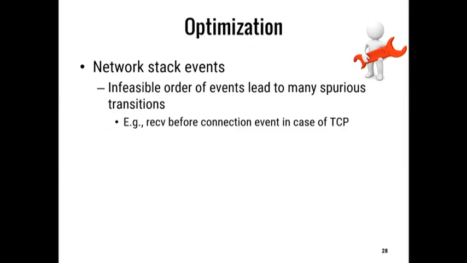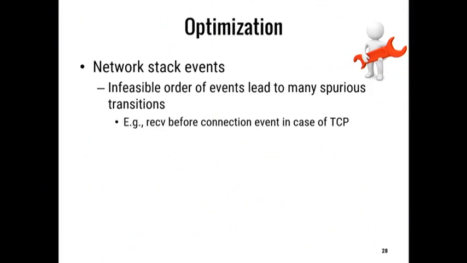We noticed that we can optimize our FSM extraction algorithm a little bit further. If you remember, in our algorithm we were trying all network events in each of the execution states. We realized that some of the sequences of network events that we were trying were not feasible. For example, in the case of TCP, having a receive event before a connection event is not meaningful. You first have to establish a connection, then you can receive some packets. We also observed that these infeasible orders of network events can lead to many spurious transitions.